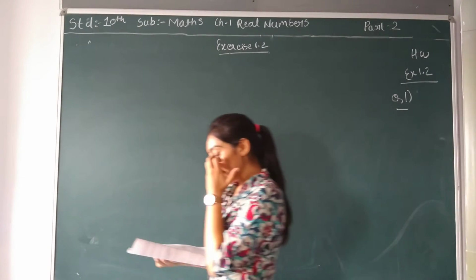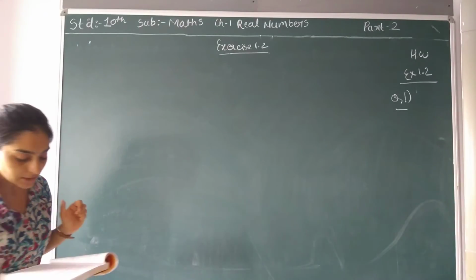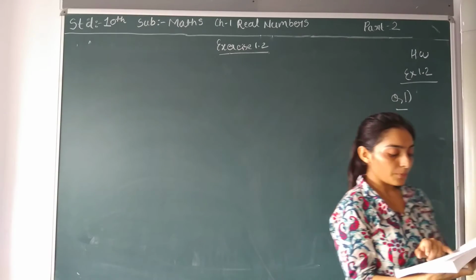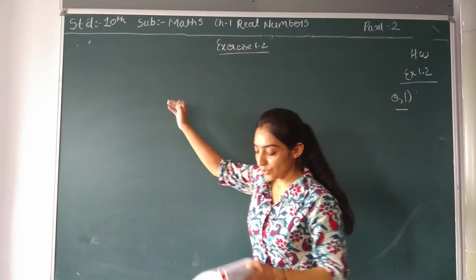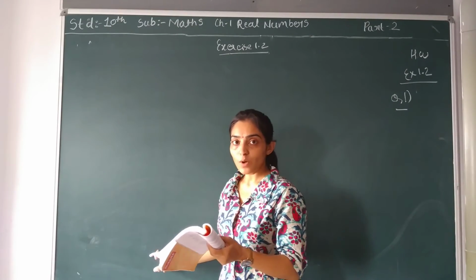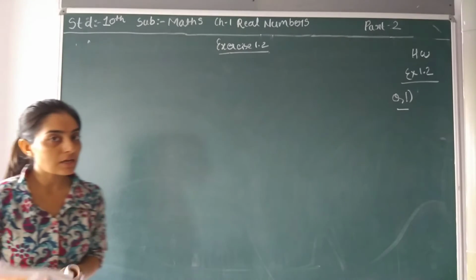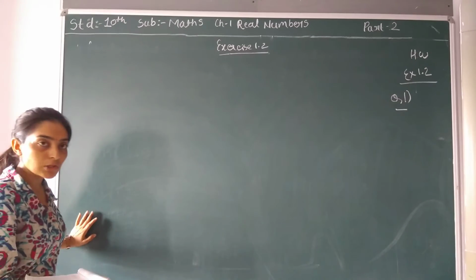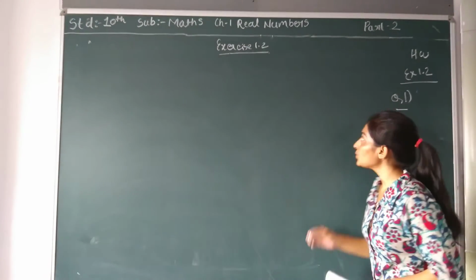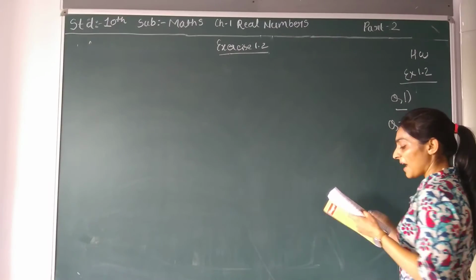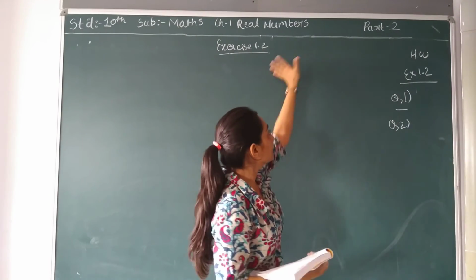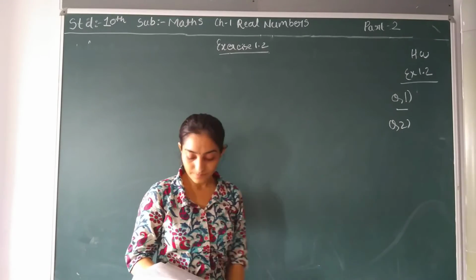Now find the LCM and HCF of the following pair of integers and verify this: LCM into HCF equals the product of the two numbers. It means you have to just see the solution. The example questions we have done, and we proved that one also over here. Question number 2 also you can do. You have to just find the LCM and HCF and show that this equation is satisfied or not.